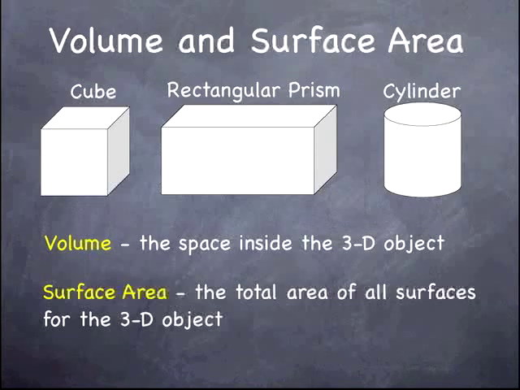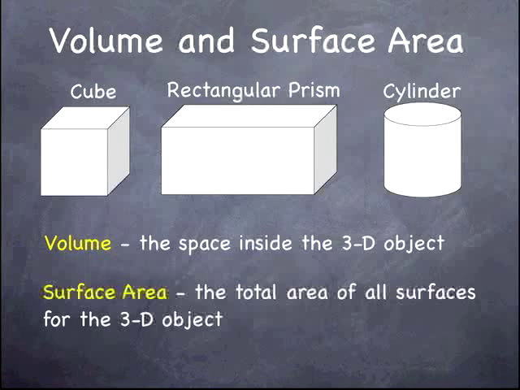Today we're going to talk about volume and surface area of the cube, rectangular prism, and cylinder. The volume is defined as the space inside the 3D object. When I think of volume, I think of pouring water into a bathtub. The bathtub will hold a specific amount of water, and that would be the volume of the bathtub.